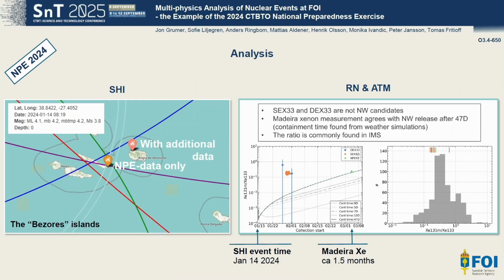The SHI analysis pointed to some kind of shallow event at the Azores, or the Bezores Islands, as it was called here. And the radionuclide and ATM analysis to your right showed that, so the left plot there shows different containment times for an underground explosion, and we could show that with a long containment time, roughly 1.5 to 2 months, we could fit the Madeira observations of the Xenon 131M and the Xenon 133, but the IMS detections did not fit with this at all, so they were ruled out. I'll skip the right plot.